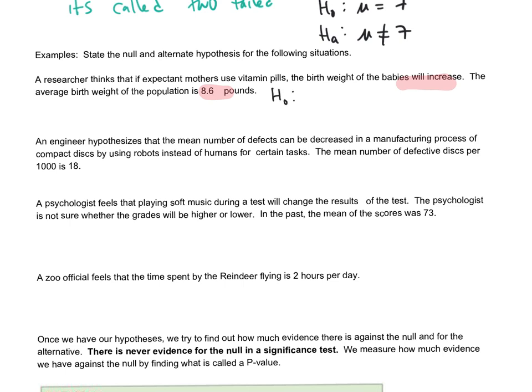So the alternative is basically what is being claimed. Now this is a mean because it's talking about average, so we're going to use the symbol mu. So in general, we say the average, mu, is equal to 8.6. The alternative, we are saying when we take these vitamins, it's going to increase the mean. So we're going to say the mean is going to be greater than 8.6. So that would be an example of a null and an alternative hypothesis. Someone's saying it's 8.6. We're saying, no, when we take these vitamins, it's going to be bigger.